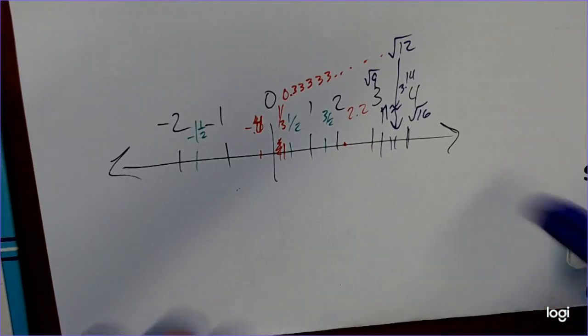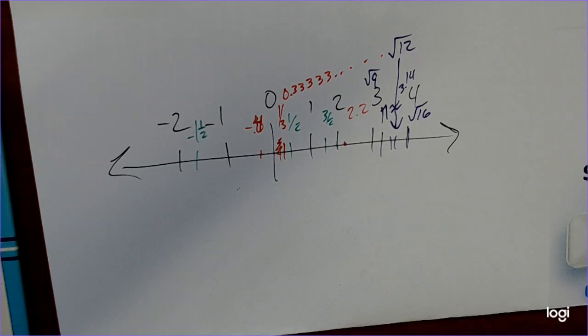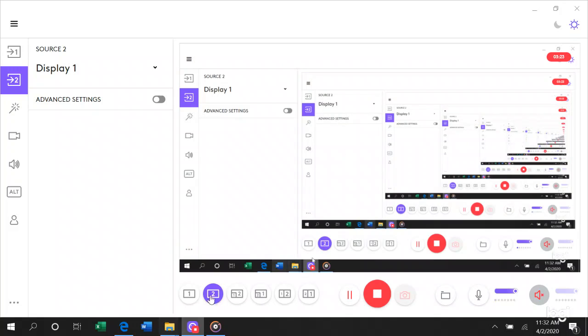So all real numbers. Now let's talk about how to categorize them. Now to do this, I'm going to do something super cool. I'm going to project my screen.